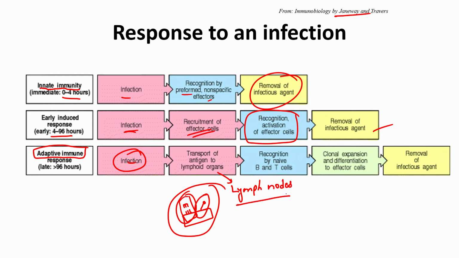And at the lymph nodes are specialized cells like B cells and T cells, which are initially naive, which means that they are not exposed to any foreign pathogen before this exposure. They are recognizing these things, and we will discuss how they do that. They will then expand, and once they expand, now they are capable of handling this, and then the removal of the infectious agent is taking place.